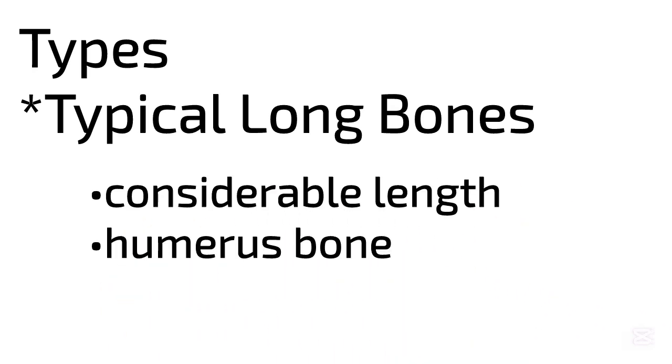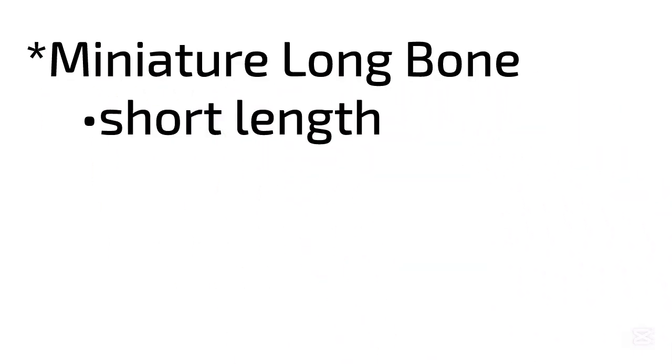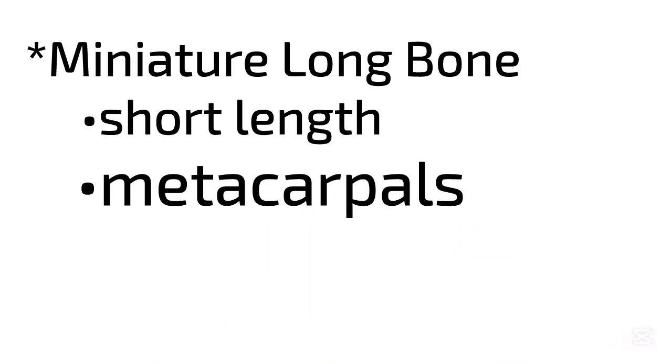The other type is miniature long bone. They have short length. The best example of these bones are metacarpals, the bones that are present in your palm. Now let's move to the second category, that are short bones.